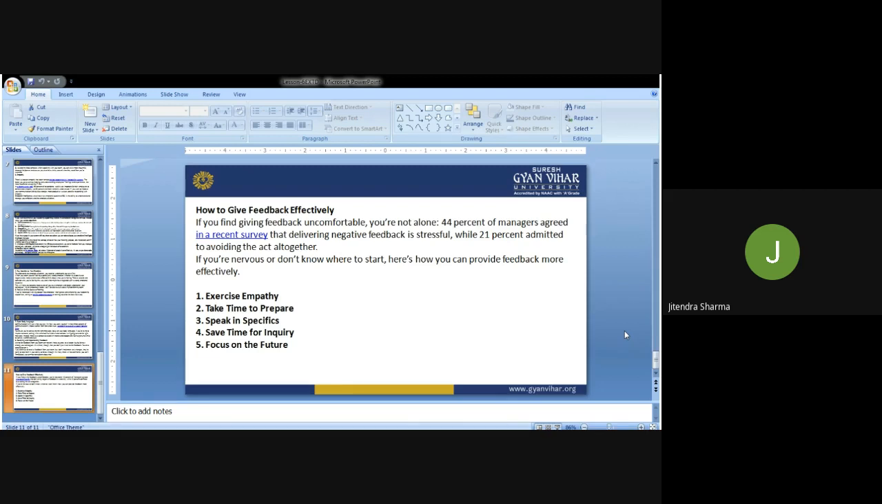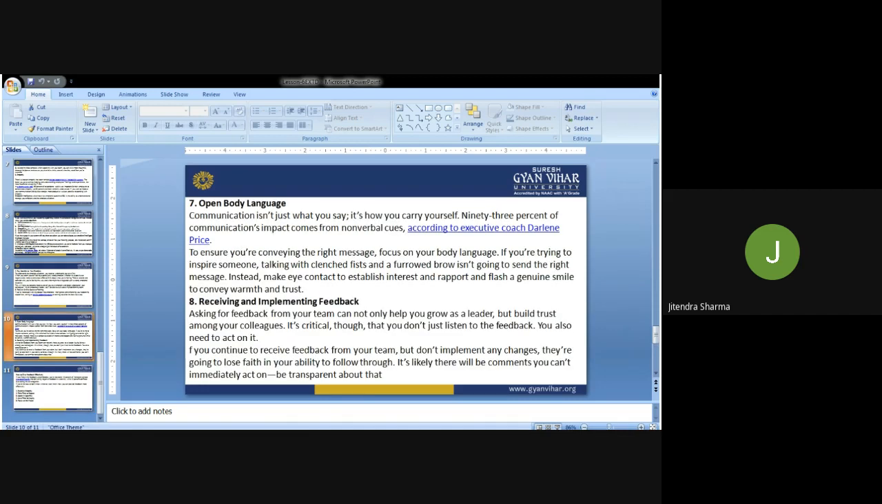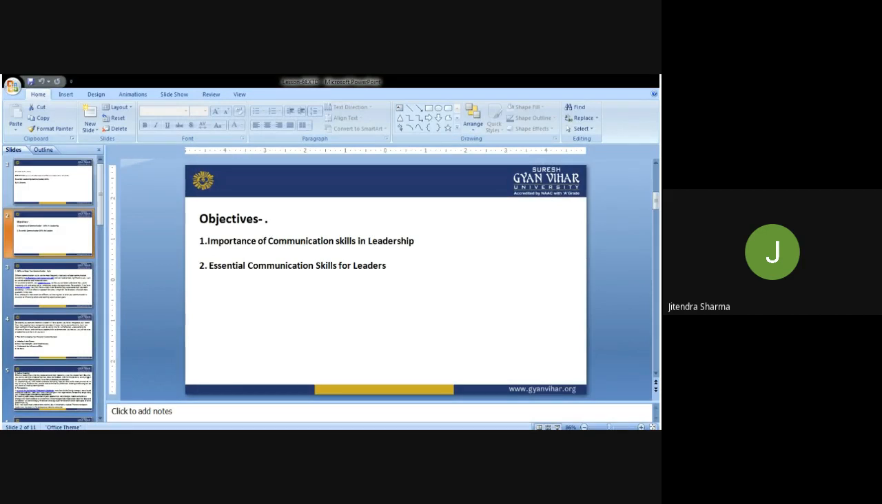Thank you very much for giving your attention to a very vital subject that we have discussed today, and I hope you have a better understanding of it. Now you have clarity about these two objectives. We understood the importance of communication skills, and the essential communication skills required to become an effective and successful leader, which we have discussed thoroughly. Thank you very much for your continuous attention on the subject.